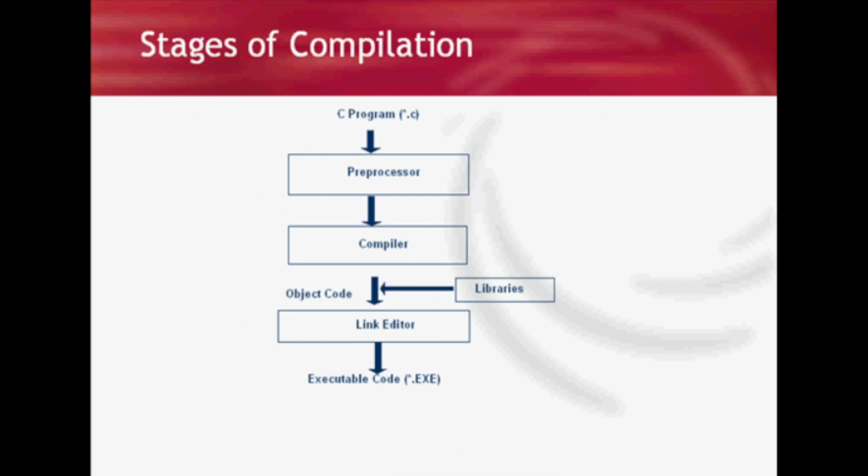Stages of compilation of a C program. Like most high-level languages, C also uses a compiler to convert its source code files with the extension .c to object code files with the extension .obj, and the object code is linked by the linker to form the machine language, also known as the executable code, with the extension .exe. The figure shows the explanation of various stages of compilation.